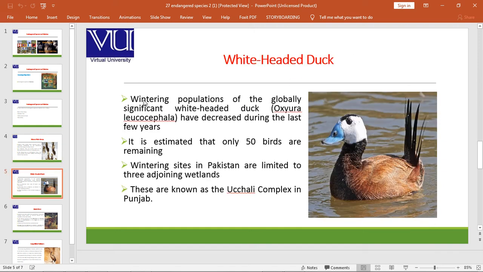White-headed duck. Wintering populations of the globally significant white-headed duck, Oxyura leucocephala, have decreased during the last few years. It is estimated that only 50 birds are remaining. Wintering sites in Pakistan are limited to 3 adjoining wetlands. These are known as the Uchhali complex in Punjab.